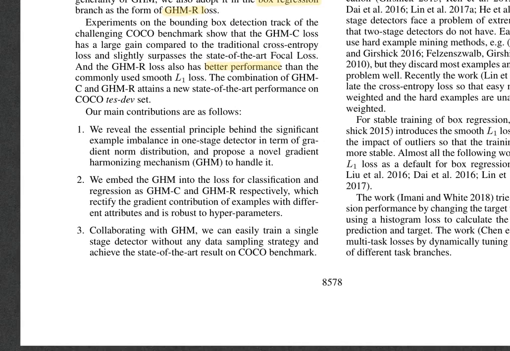So going over the contributions of this article, they first reveal the essential principle behind the significant example imbalance, and then they propose a novel gradient harmonizing mechanism. They embed the GHM philosophy into the loss for classification and regression as GHMC and GHMR, and they train a single stage detector without any data sampling strategy, and then they achieved the state-of-the-art results on the COCO benchmark.